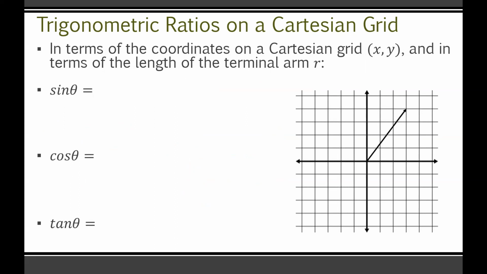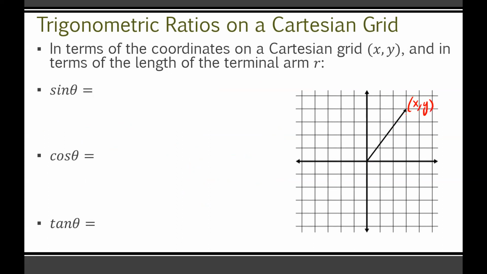Okay, so this one is a little bit weird, but we'll go over it anyway, just to kind of summarize this. For trig ratios on a Cartesian grid, let's just think about this in terms of the coordinates of a general thing on a grid. Now, you might be looking at this terminal arm right here and saying, oh, it passes through like 3, 4 or something, right? Just ignore that. I just threw this in as an example.